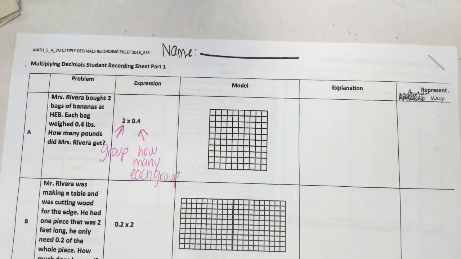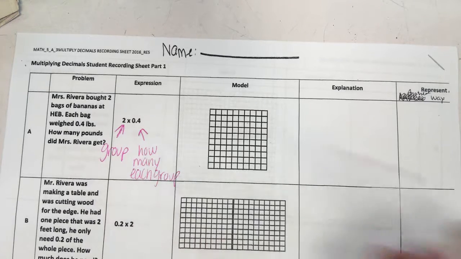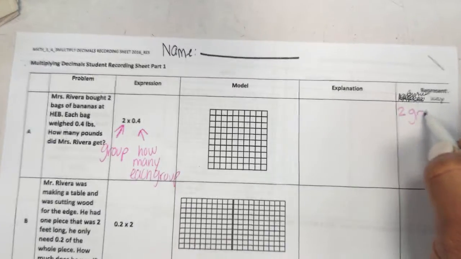We have Miss Rivera. She bought 2 bags of bananas at H-E-B. Each bag weighed 4/10. How many pounds did Miss Rivera get? You should put on your paper that we have 2 groups of 4/10.